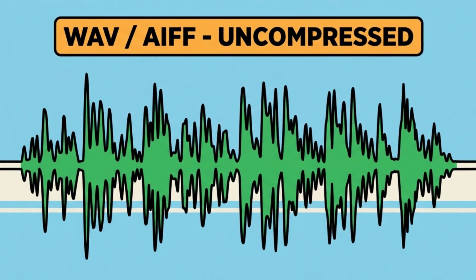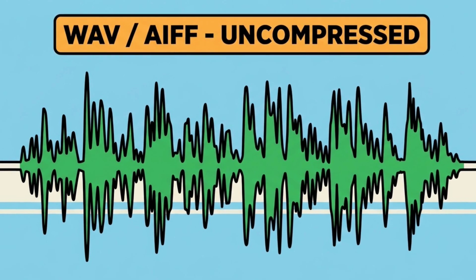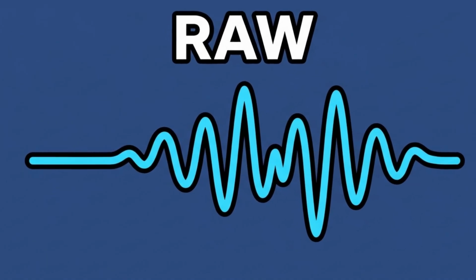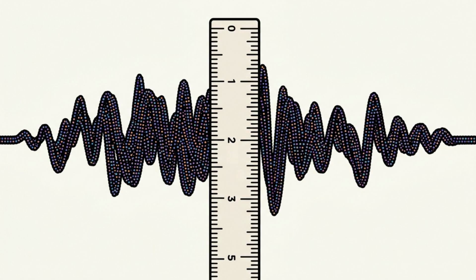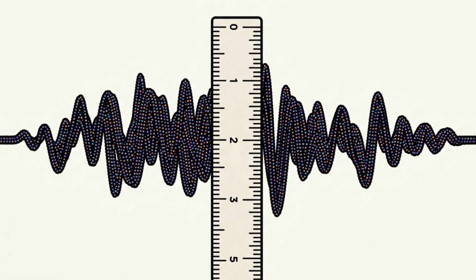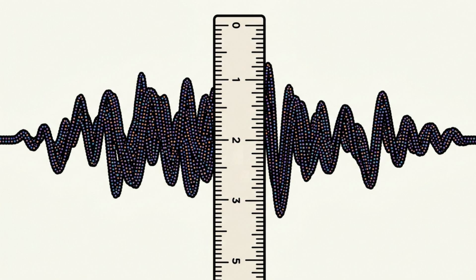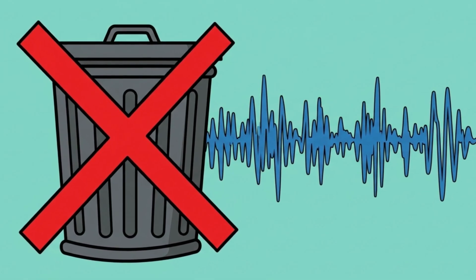The first format is WAV and its twin, AIFF. This is uncompressed audio, raw. The recording measures the sound tens of thousands of times every single second, writes down every one of those numbers, and throws away absolutely nothing.